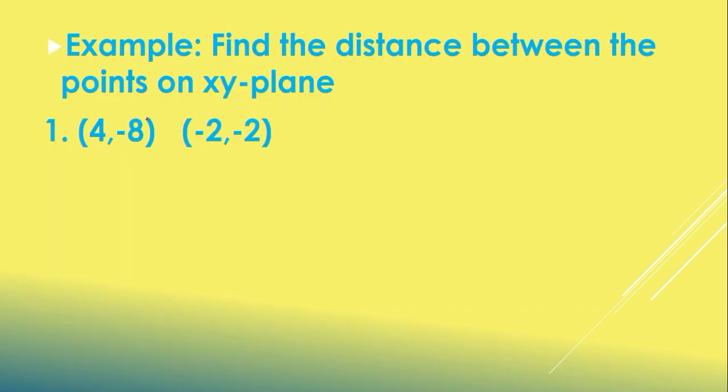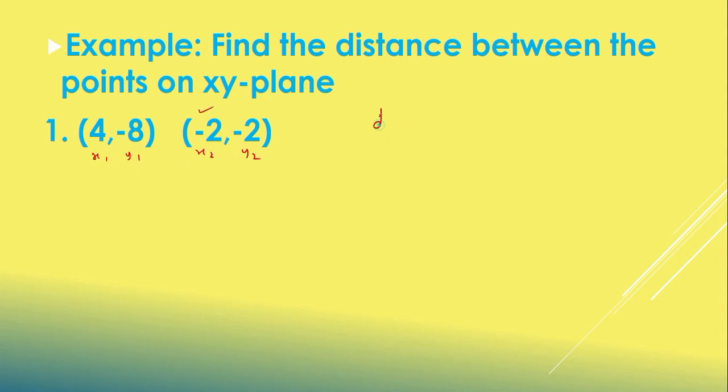Find the distance between points on the xy plane. The first point is x1, y1, and the second is x2, y2. You can swap them. One of them should be x1, the other one should be x2. That's all. You can write x1 minus x2 or x2 minus x1.